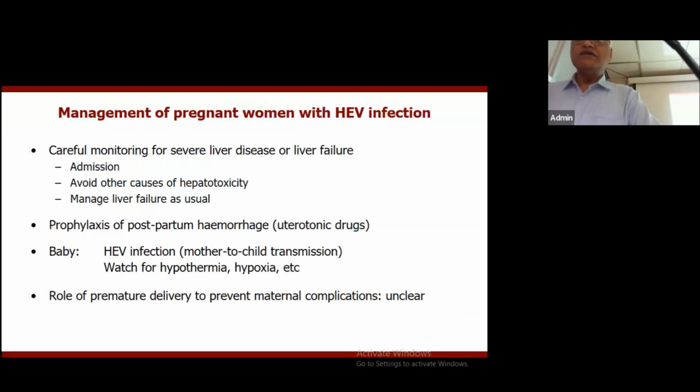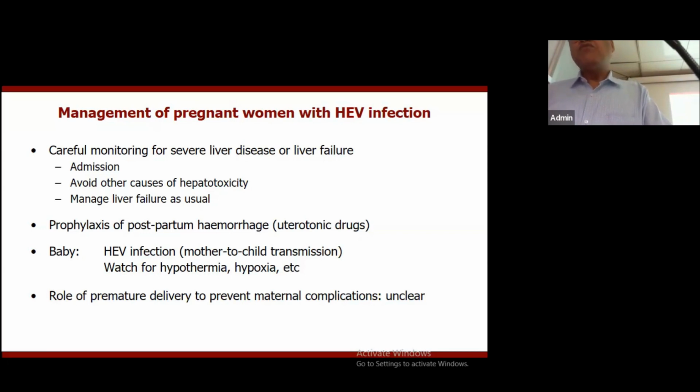What does one do in them? Really, we don't have any specific antiviral that one can use in pregnant women. One needs to admit them. One needs to avoid other drugs that are hepatotoxic and manage liver failure as is usual with other patients with liver failure. If they deliver, one needs to be cautious because of liver injury, they will have coagulation disturbance. There is a higher risk of postpartum hemorrhage. So one needs to give them drugs that will cause the uterus to contract so that bleeding would be prevented.